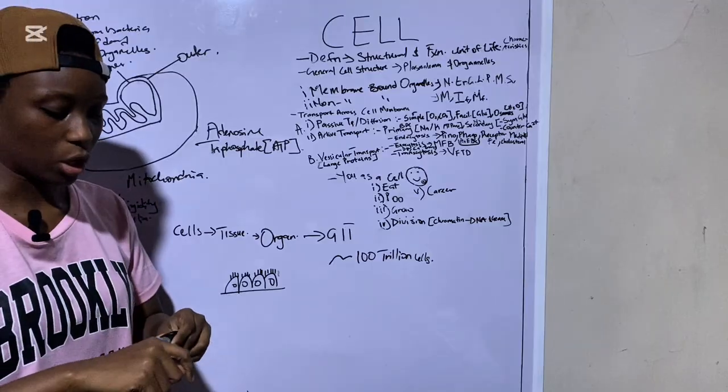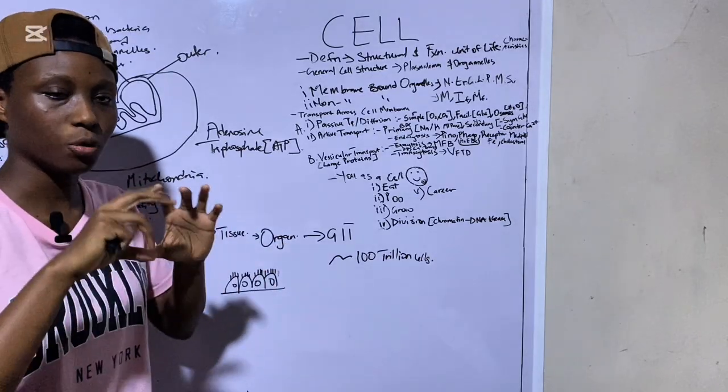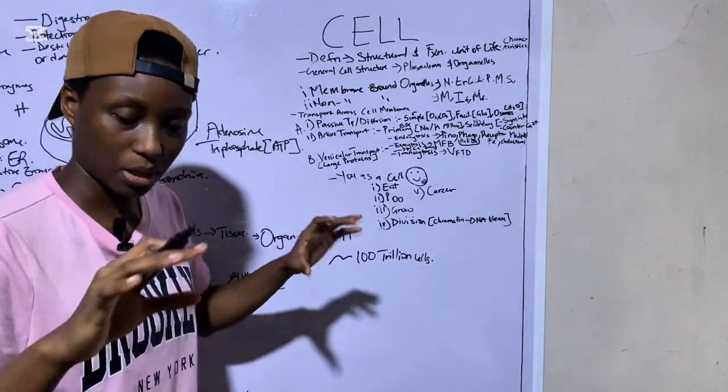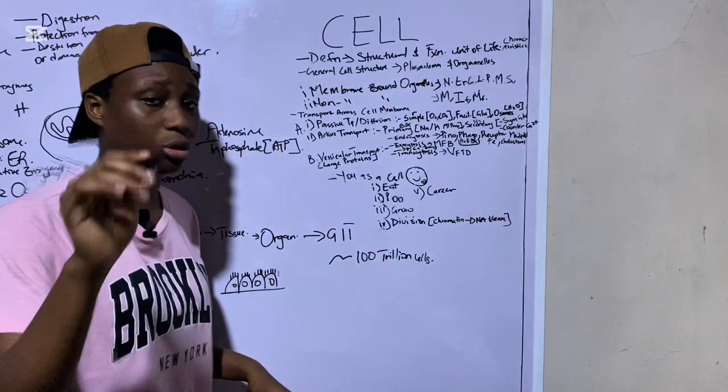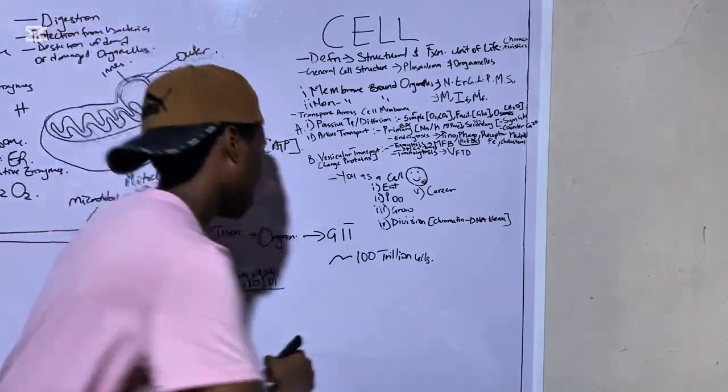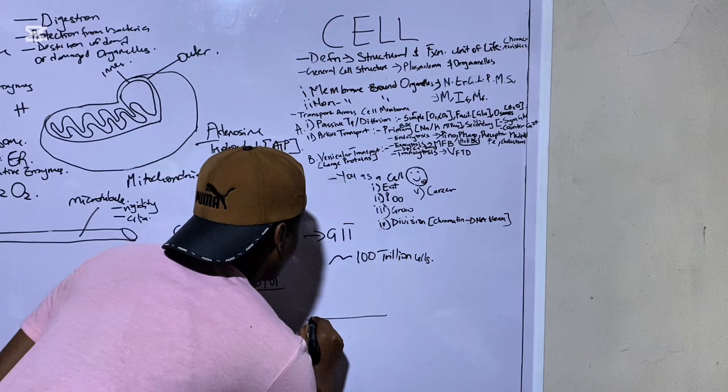Now, if we go closer, or if we increase magnification of the columnar cells of the small intestine, they're going to look like this. Okay.